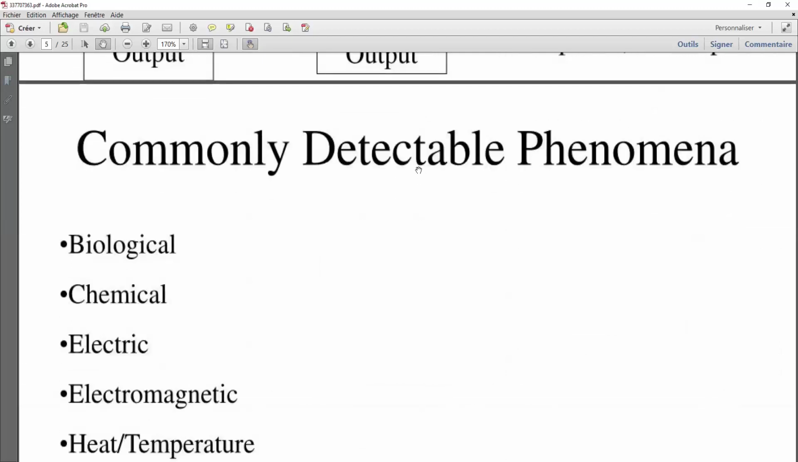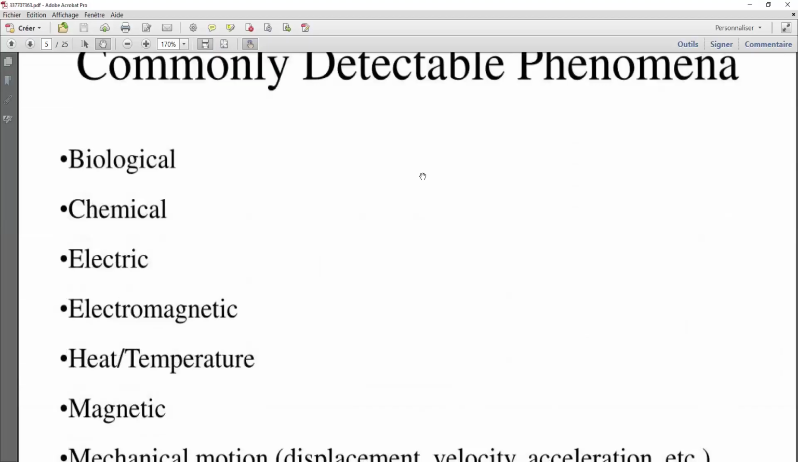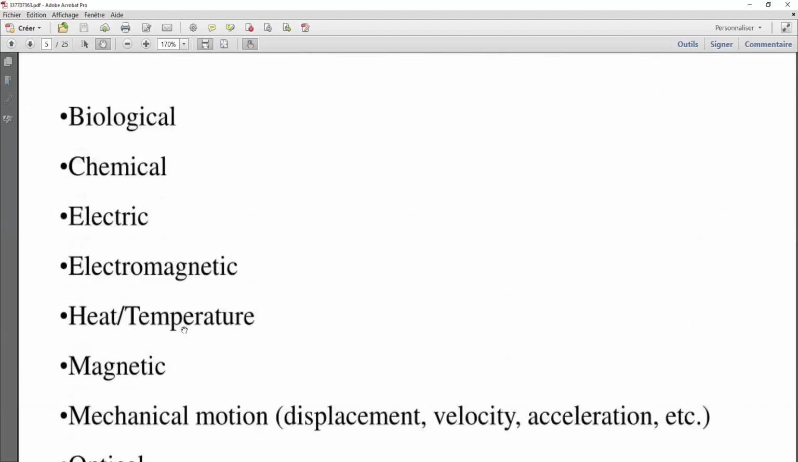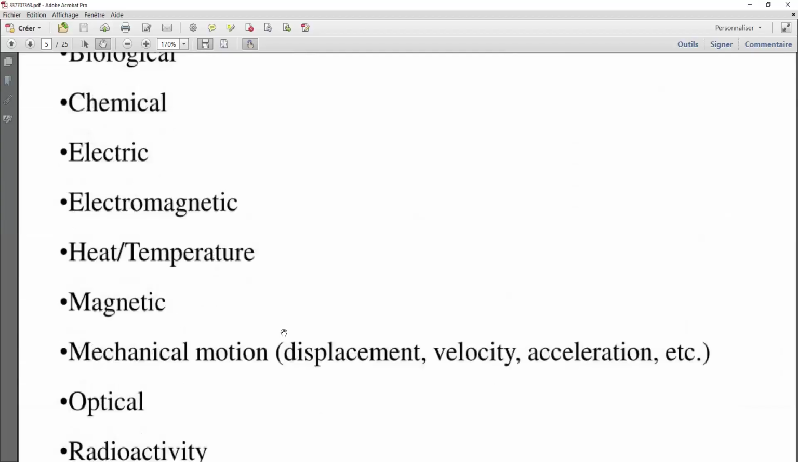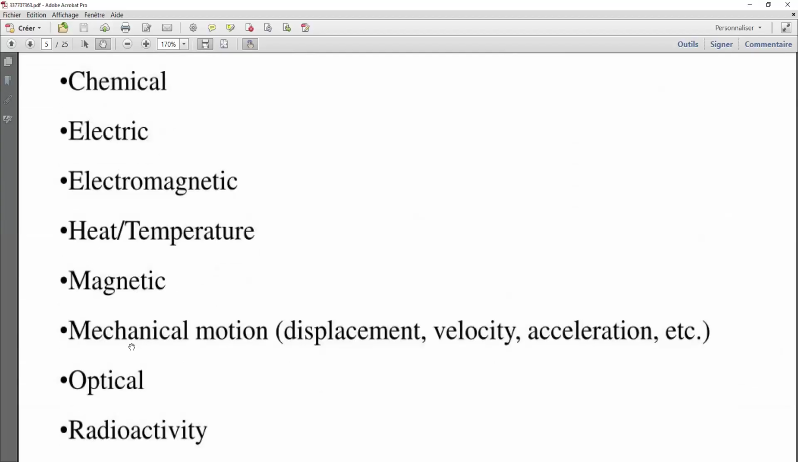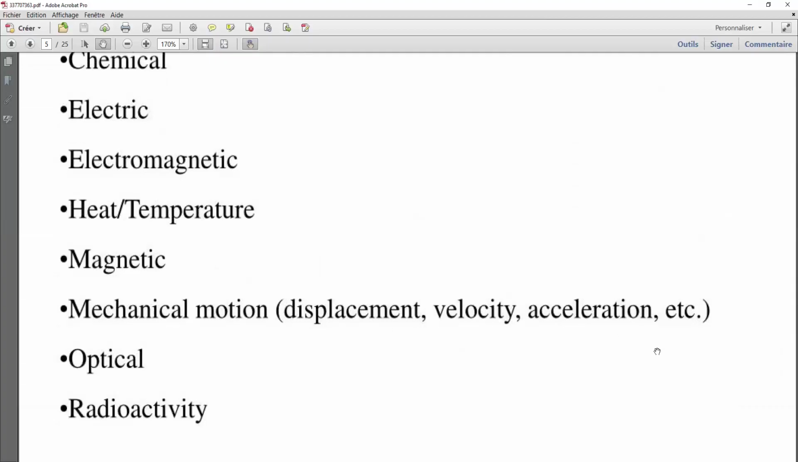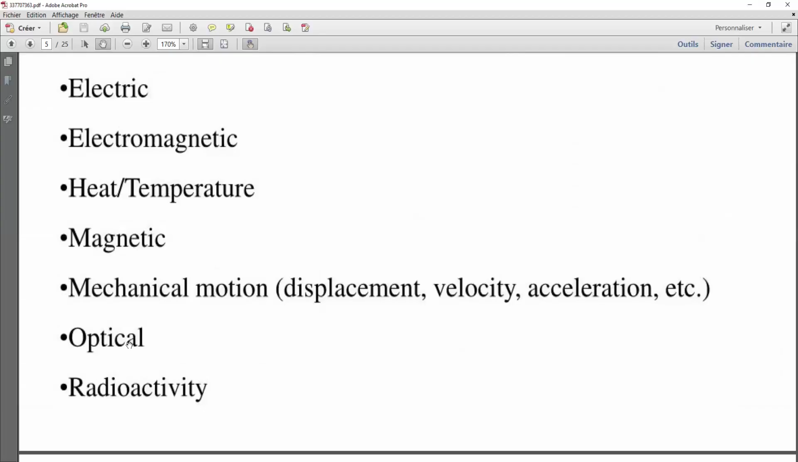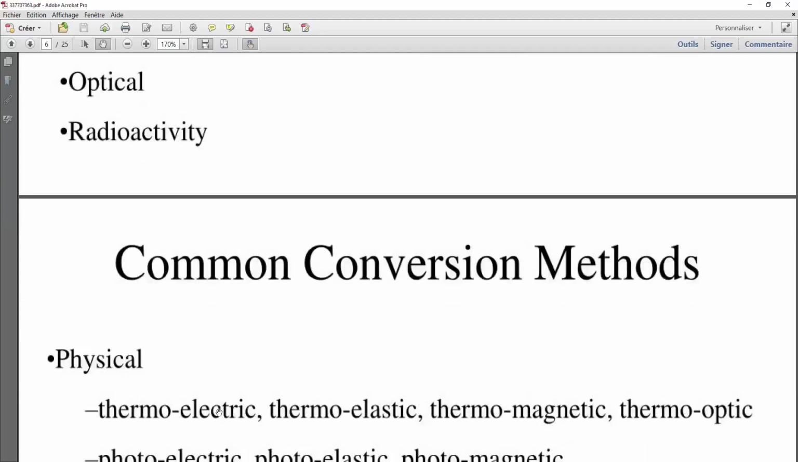Commonly detectable phenomena. We have biological, chemical, electric, electromagnetic, heat and temperature, magnetic, mechanical motion, displacement, velocity, and acceleration, etc. We also have optical and radioactivity.